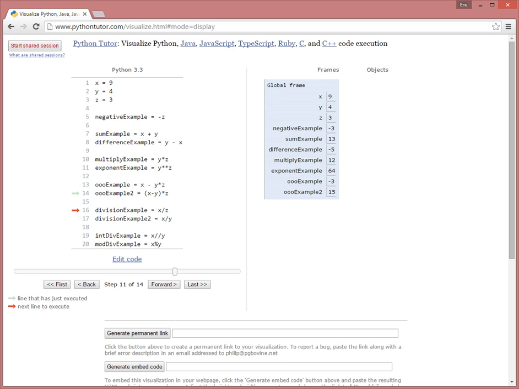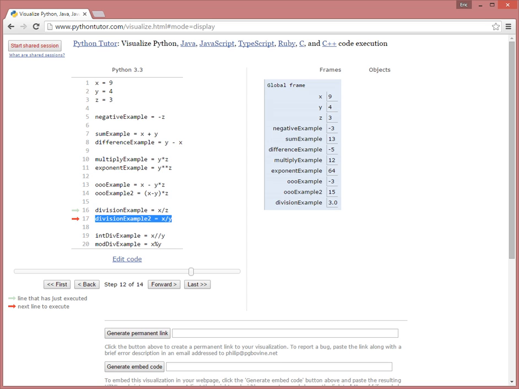Now we move on to divide. Divide has two examples. The first is dividing where the number is divisible by the denominator. So x is 9 and z is 3. 9 is divisible by 3, but no matter what, it'll always become a float. You notice the float is anything with a decimal, so this is a float. So regardless whether it's divisible by or not divisible by, you'll always get a floating point if you divide.